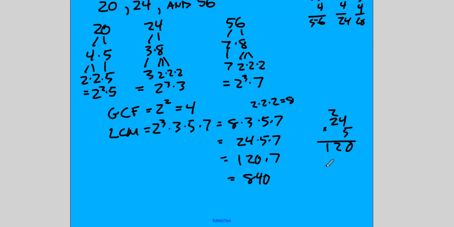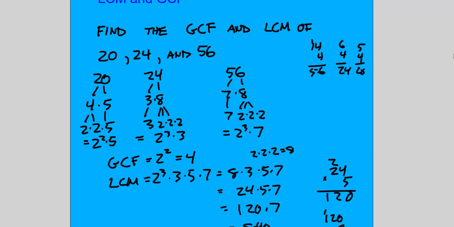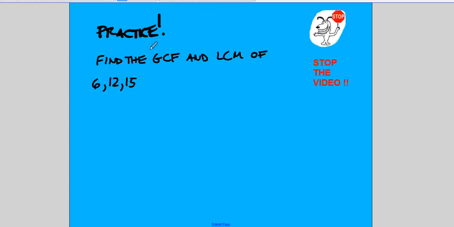If you want to multiply it out, I'm just going to demonstrate. That's 0. That's 14, carry a 1. That's 840. So the least common multiple is 840. That's pretty hard to see just by looking. So this is an example. Hopefully you can see why a prime factorization can be useful when you get numbers that get larger. All right, let's do some practice problems.